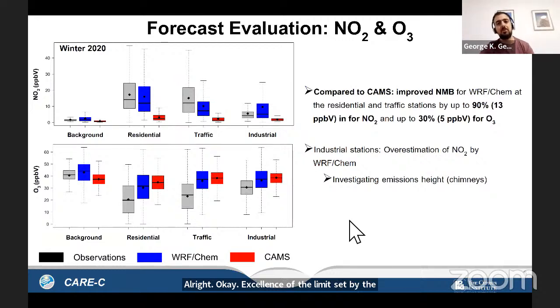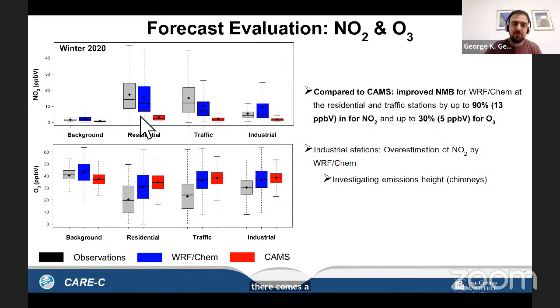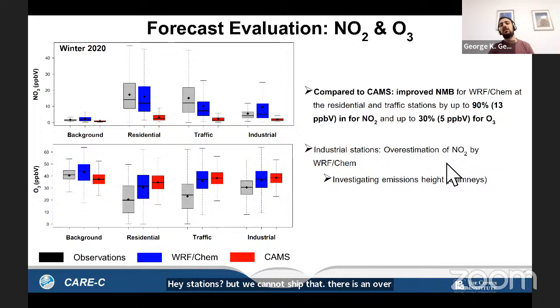Here we see how this compares to observations and the CAMS forecast. With gray color, we can see the observations, with blue color, the WRF model, and with red color, CAMS. We can see that there is an important improvement compared to CAMS, especially at the residential and the traffic stations. But we can also see that there is an overestimation at the industrial stations, and this is something we are looking at.